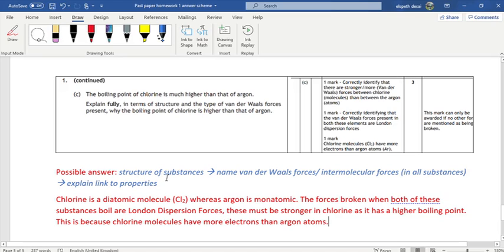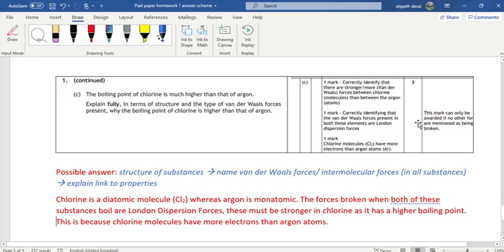So we've covered the structure, we've named the forces, then we just have to explain the link between the type of intermolecular forces or the strength of intermolecular forces and the properties that we're asked about in the question. So we're asked about the boiling point. So we're told that chlorine has a higher boiling point, so the London dispersion forces must be stronger in chlorine as it has a higher boiling point. And then I've explained why, and I've said this is because chlorine molecules have more electrons than argon atoms.